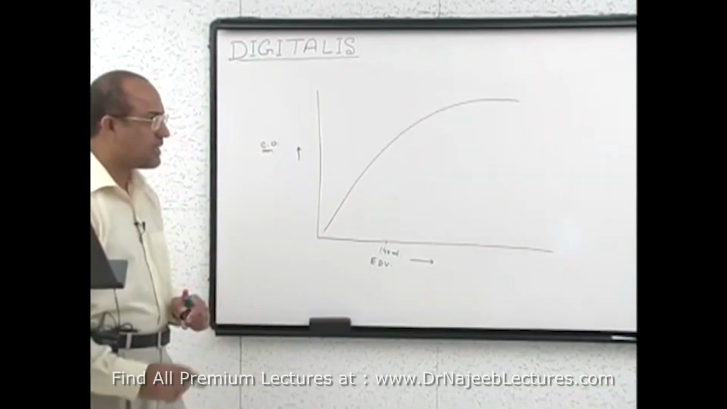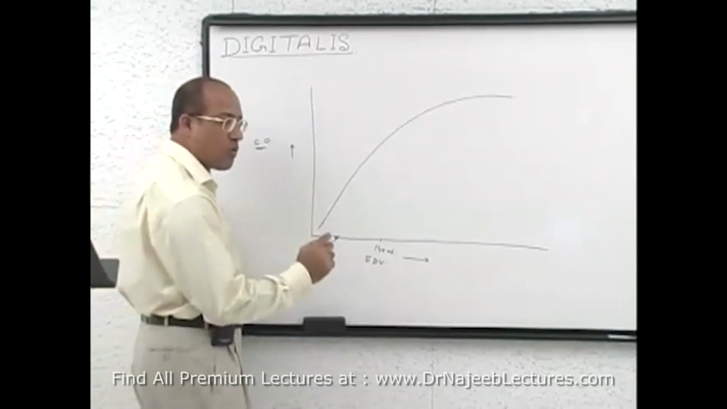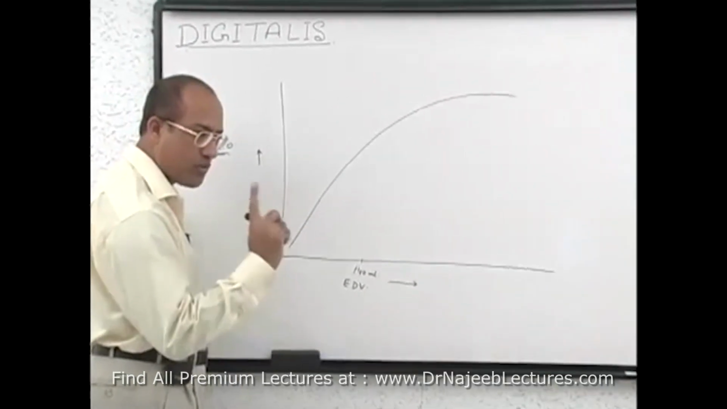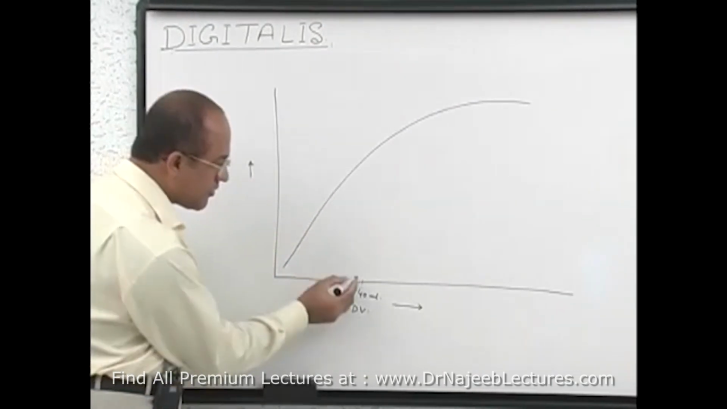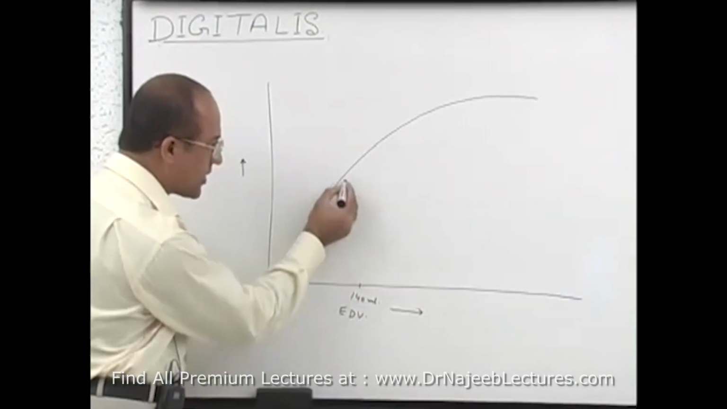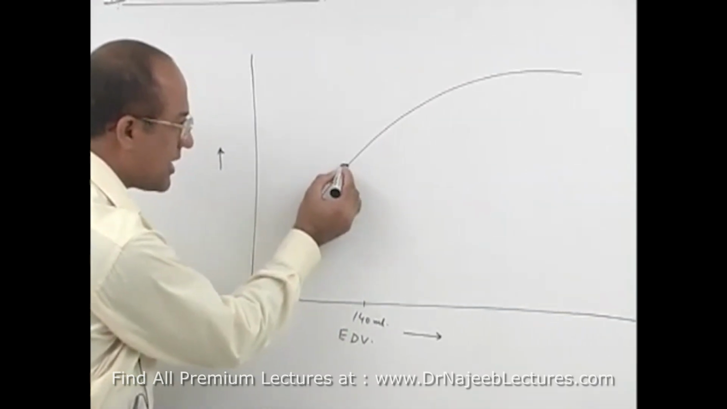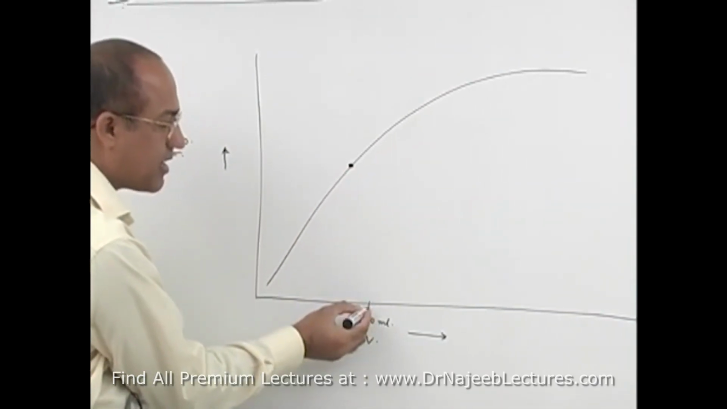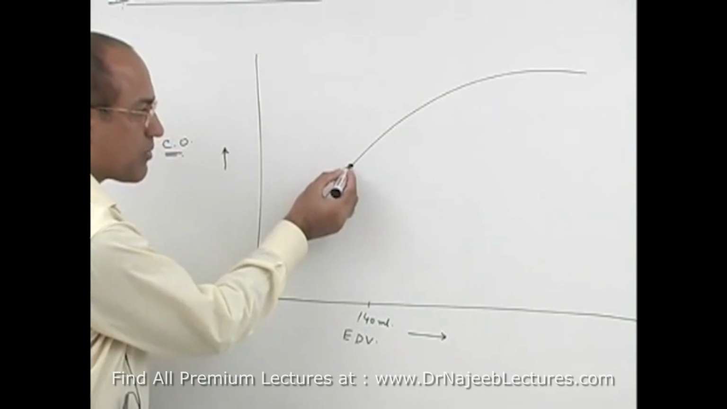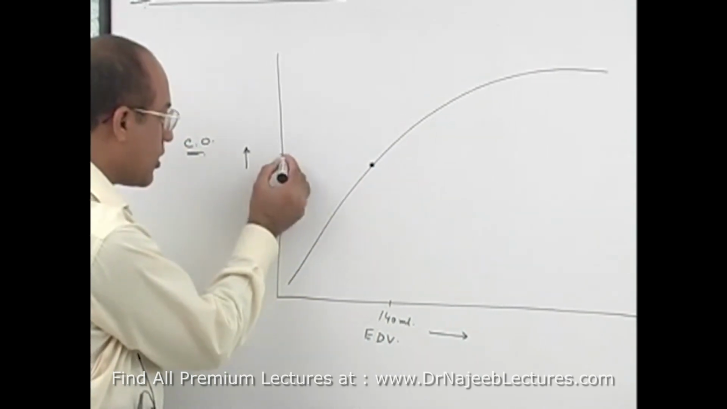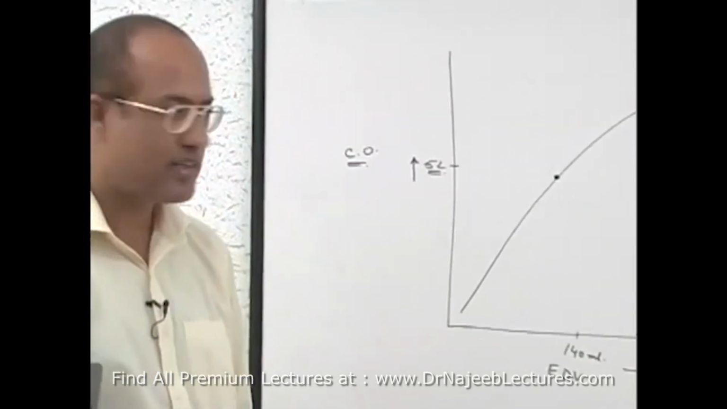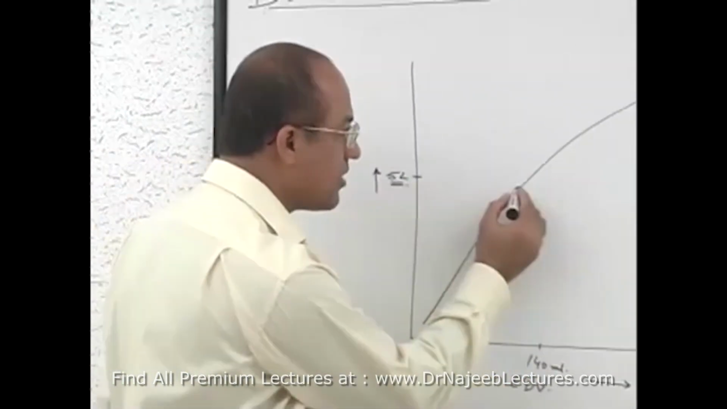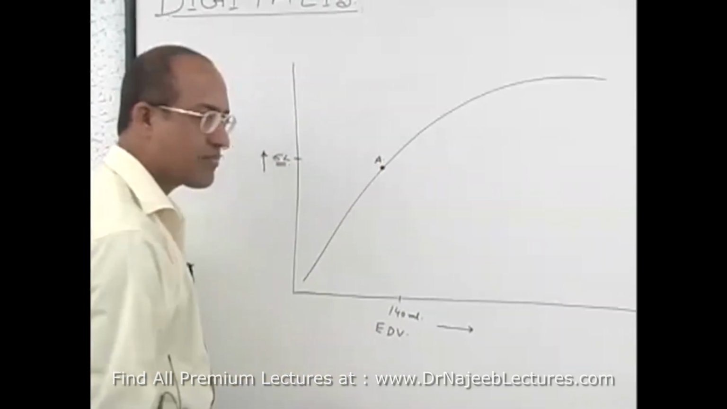Now we have to see, in this normal function curve, what happens in heart failure, number one. And then we have to see how Digitalis corrects the problem. First, look at the normal point where the heart is operating. In a healthy heart, end diastolic volume is about 140 ml and cardiac output is about 5 liters. Is that right? This is the normal operative point, suppose point A.